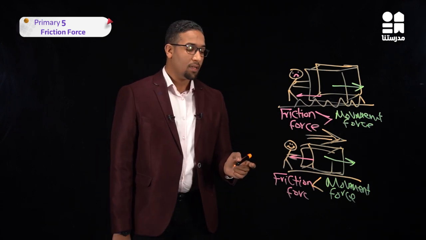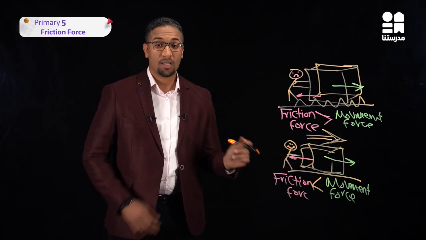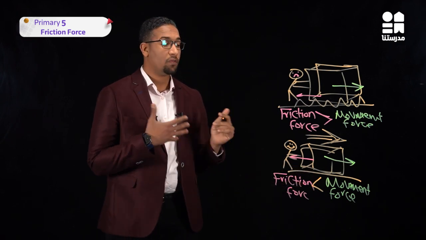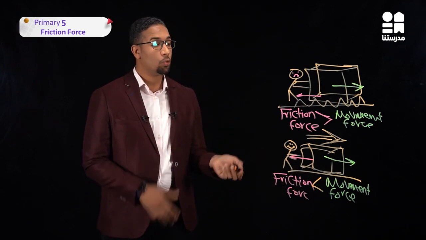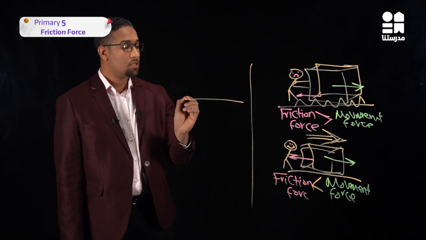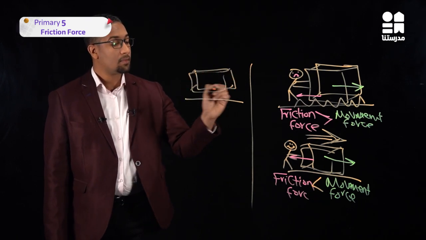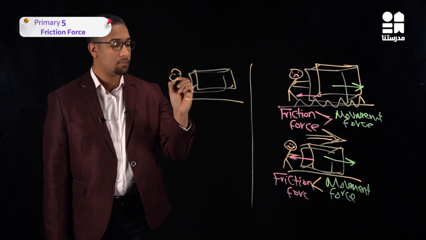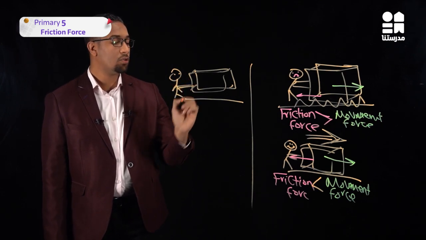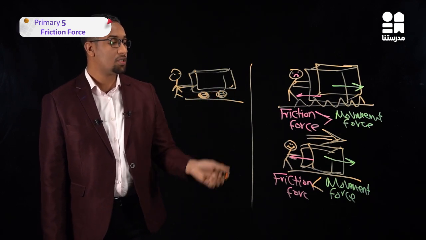Another example: if he puts wheels on the box to push it, will he be able to push it easier or will it be harder? We don't know, let's try. The same surface, the same box, and also the same person. But now he is trying to push it, and here are wheels to push this.